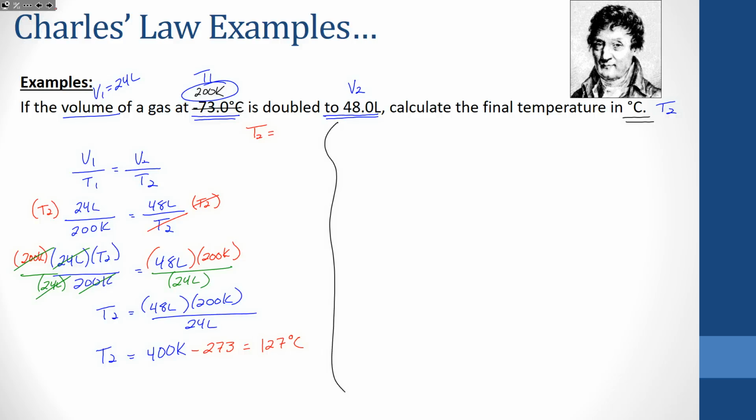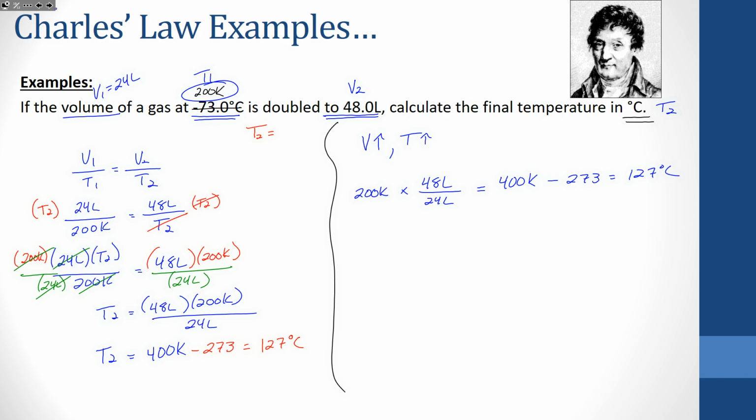So now, if I was doing this logic method, I don't have to worry about solving for the denominator this time because I'm just going to set it up. So we know that the volume increased. So that would mean the temperature would have to increase. So we're going to take our initial temperature in Kelvin, 200 Kelvin, and multiply by the volume ratio that makes it go up. So 48 liters would go on top and 24 liters goes on the bottom. And if you look, it's the exact same math. So you end up with 400 Kelvin. And then we take away 273 and you get 127 degrees Celsius.